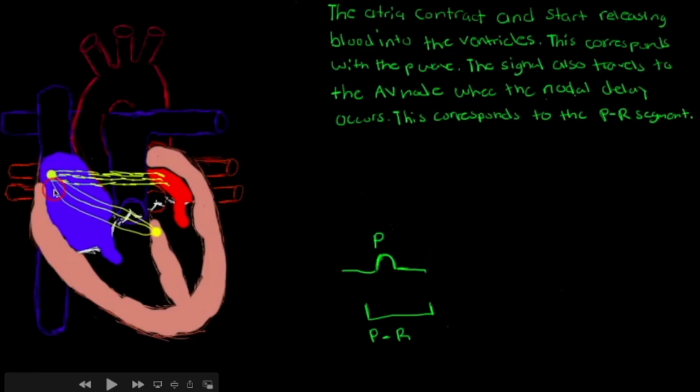depolarization from the SA node also goes down to the AV node through the internodal pathways. And the job of the AV node is to say, hold up, wait a minute, stop that signal to allow for all of the blood from the atria to go into the ventricles. So when that AV nodal delay occurs, that corresponds to the P to R segment on the EKG.